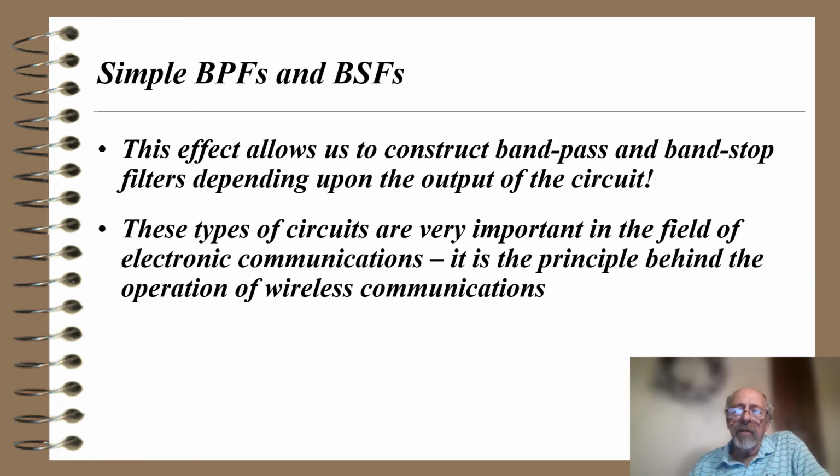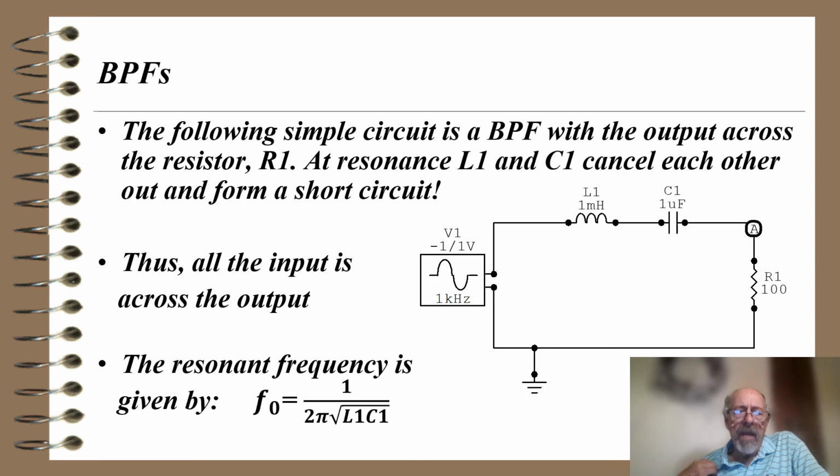These types of circuits are very important in the field of electronic communications. It is the principle behind the operation of wireless communications. So here's a bandpass filter. The following simple circuit is a bandpass filter with the output across the resistor R1. At resonance, L1 and C1 cancel each other out and form a short circuit. Now again, L1 will have a reactance and C1 will have a reactance. At some frequency, they are equal to one another, and they're 180 degrees out of phase, and therefore cancel one another out. If that is the case, all the input is across the output.